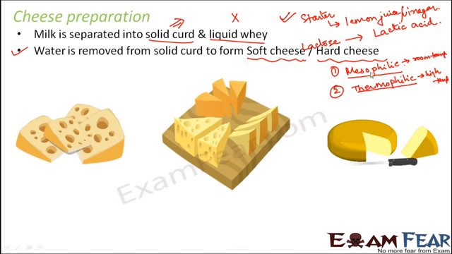So these are the two types of bacteria, and these two types of bacteria can prepare different types of cheese. Mostly the mesophilic bacteria is used for the preparation of soft cheese, whereas the thermophilic bacteria is used for making hard cheese. So these are the different categories of bacteria which are involved in the process of cheese preparation.